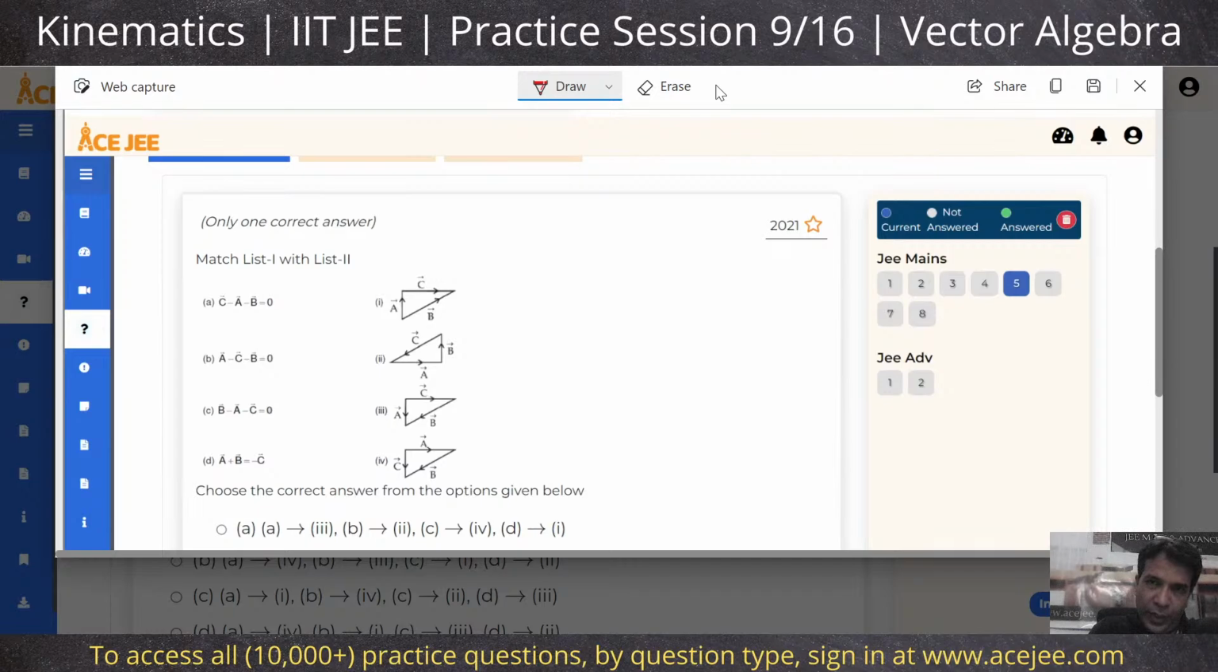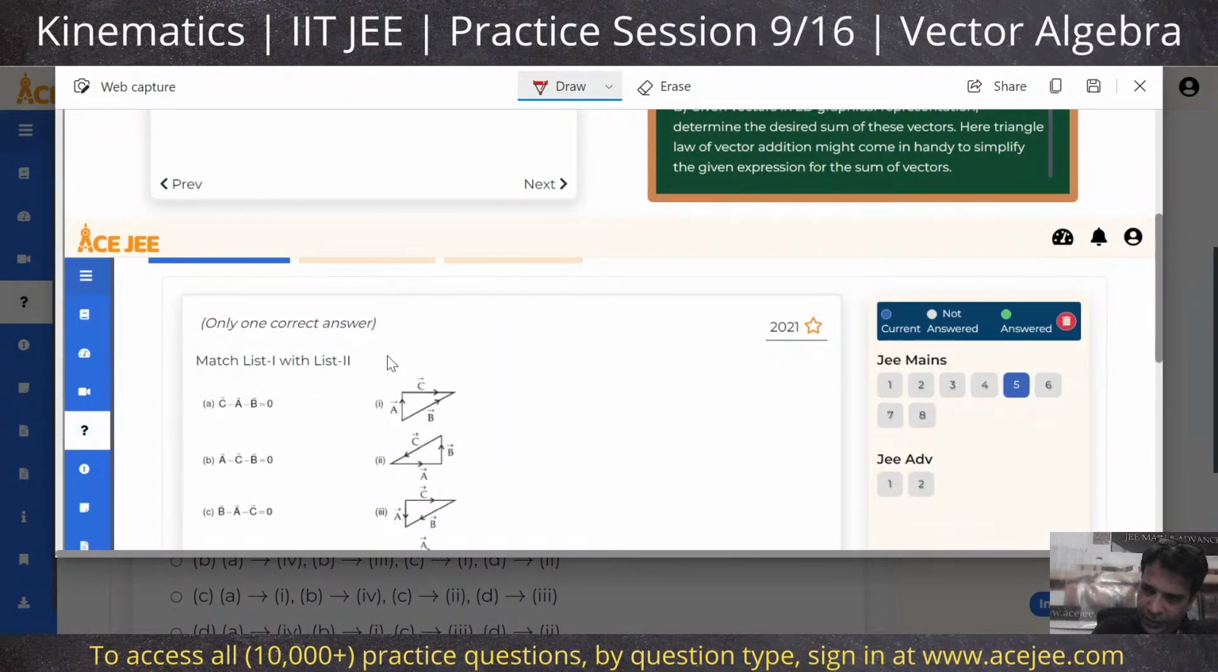Can I participate with you guys? Can I draw the arrows? It's actually, sorry.